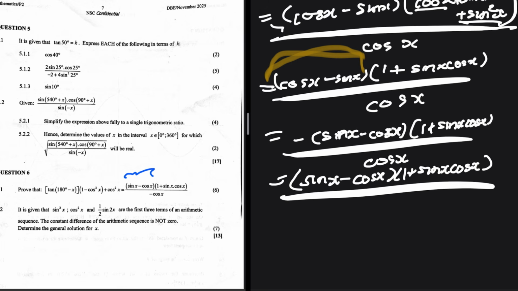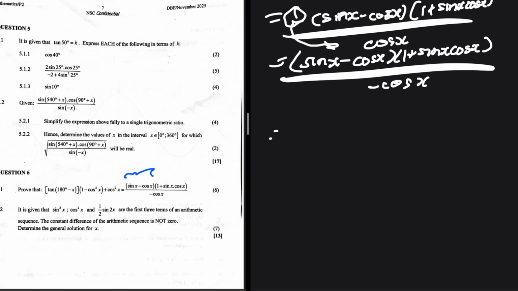So we can take this negative into the denominator. It will not change the product of everything. So we're going to have negative cos x. And then we're going to say therefore left-hand side is equal to the right-hand side.